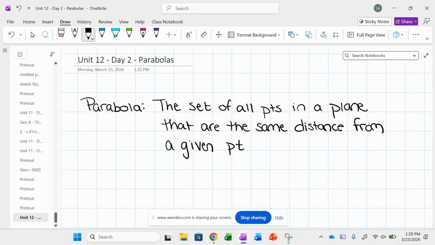Does anybody else need graph paper? No, we all got it? Oh, Stephen, you need? Yeah. Nobody else needs graph paper?